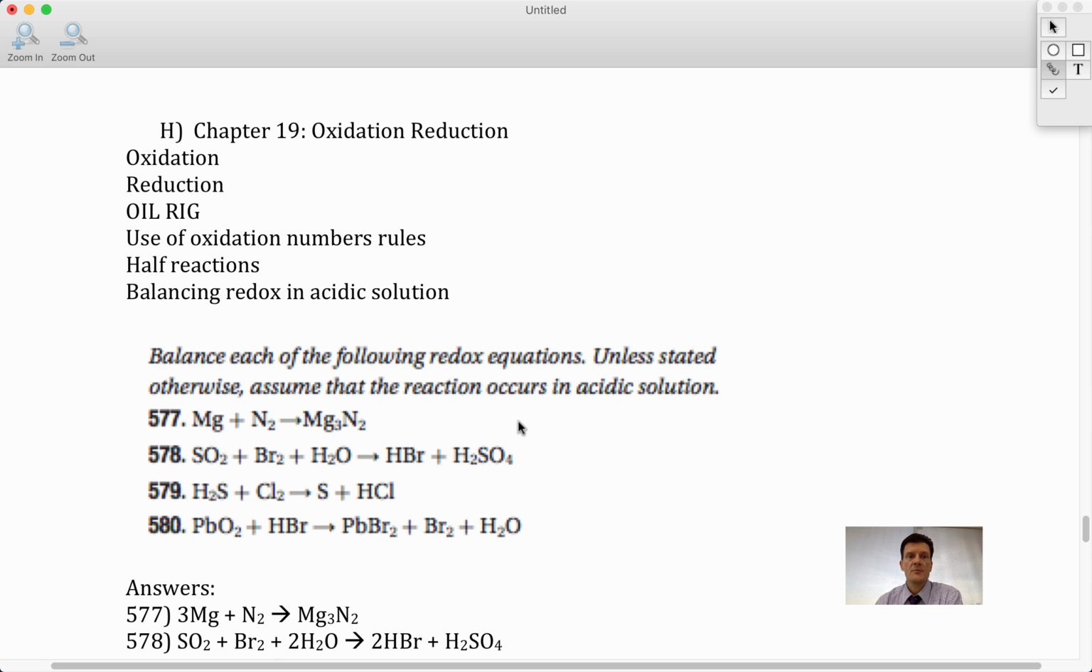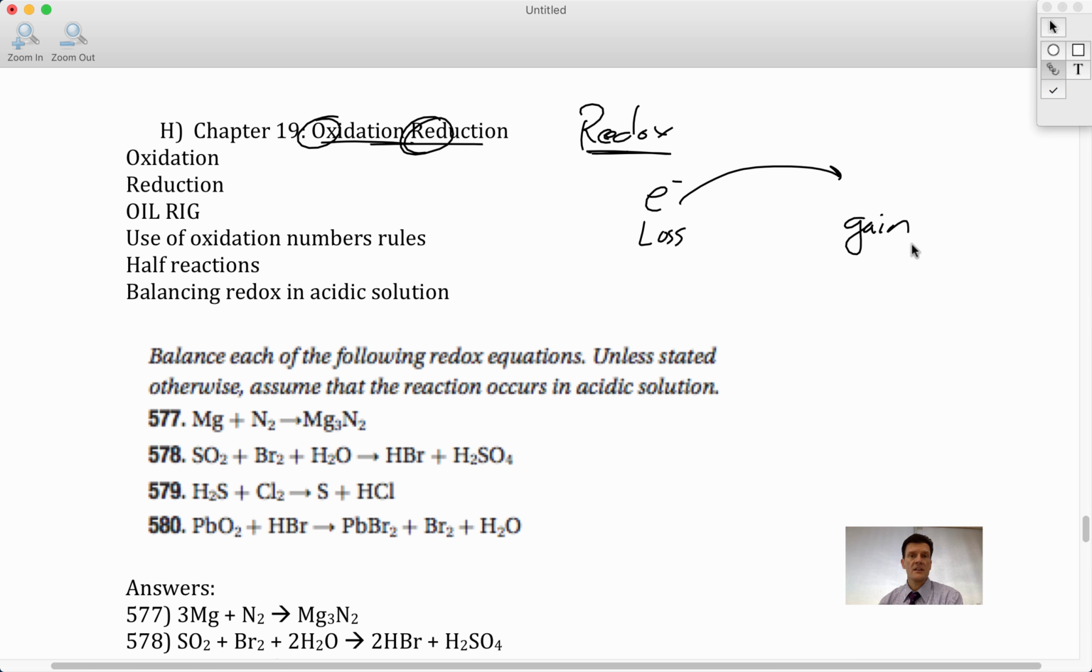All right, we are looking at chapter 19. Chapter 19 is all about special reactions that are called redox reactions. Redox reaction stands for reduction and oxidation. Remember, a redox reaction is when there is a transfer of electrons from something to something else. Okay? Something is going to lose electrons and something else is going to gain electrons.